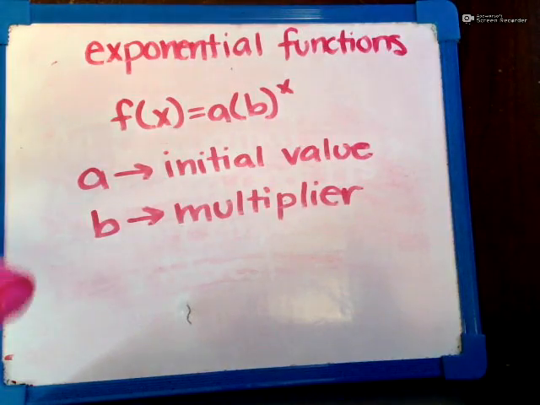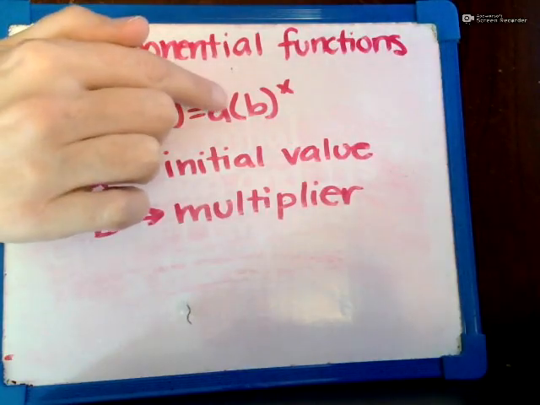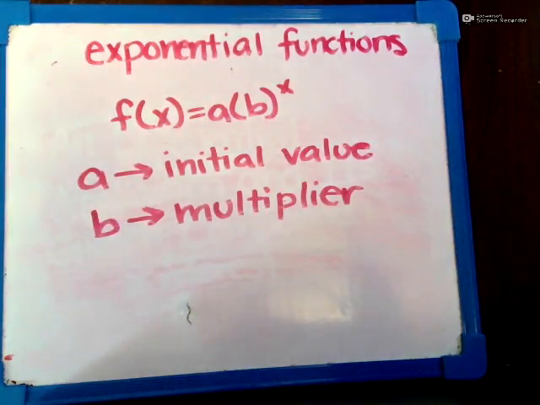Exponential functions are used to model bacteria growth, decay, the amount of drug decrease, population increase or decrease, compound interest growth, and the depreciation value of an item. Yeehaw. An exponential function is written as f of x is equal to a times b to the power of x, where a is the initial value and b is the multiplier.